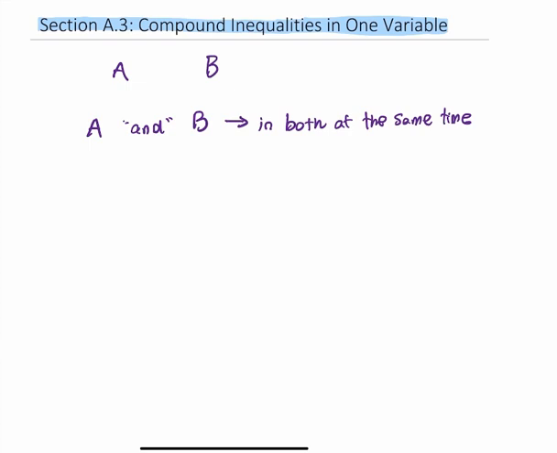We might also see questions using an or, so A or B. So meaning it can solve one of them, or it can solve the other, or both at the same time. So that one is a bit wider. So I can say it can be in one or the other, or both. We'll work through some examples and it'll become more clear what I mean by this.